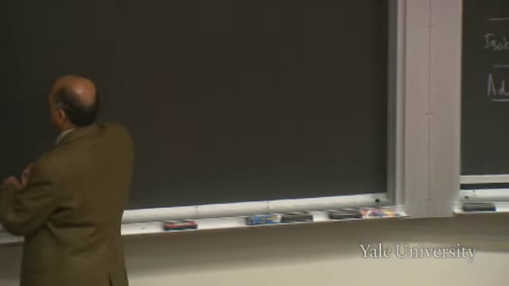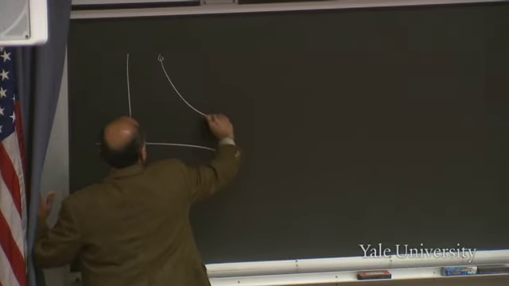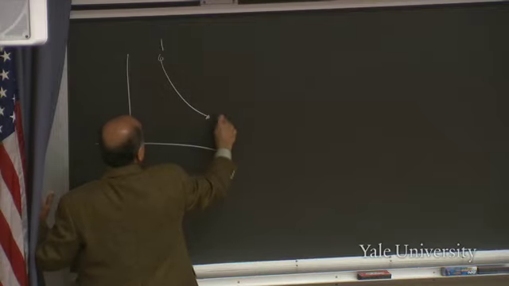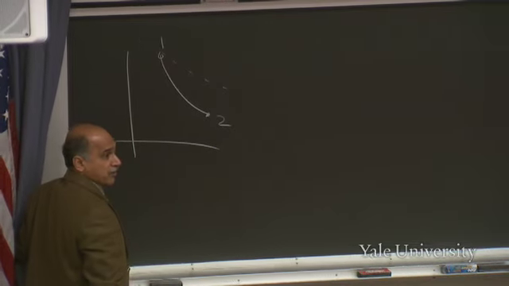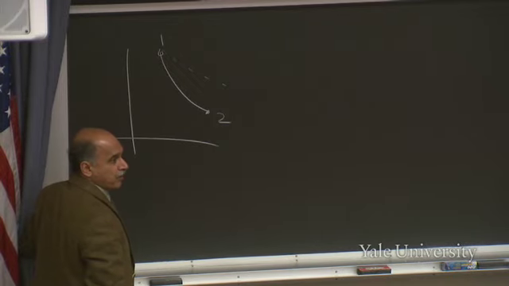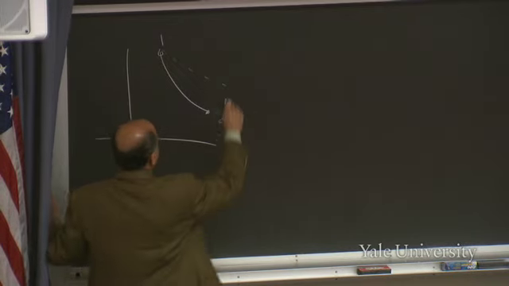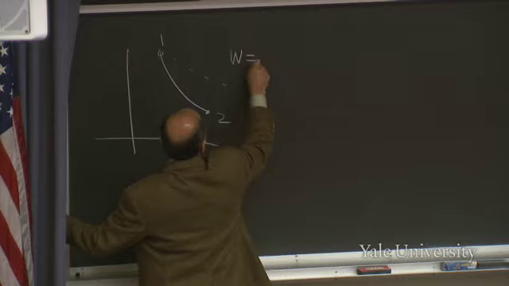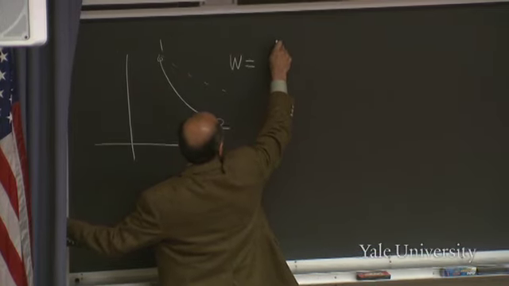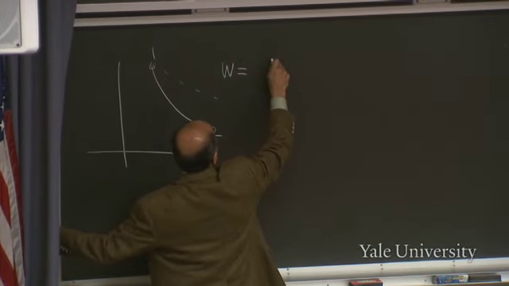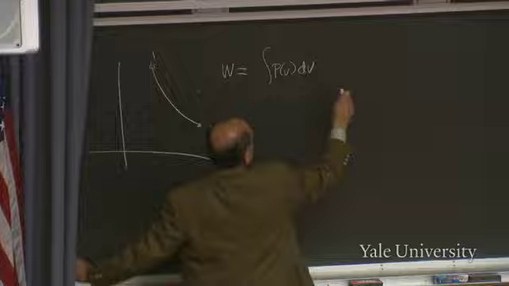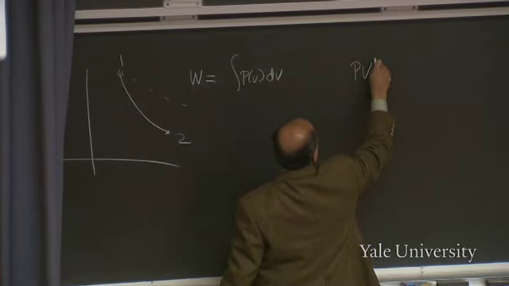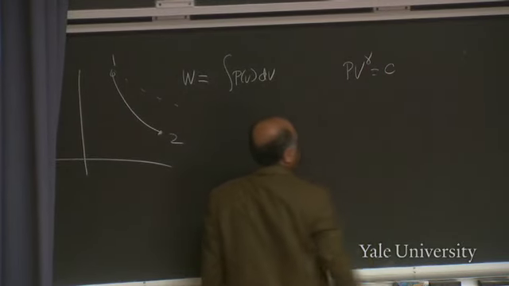I'm going to calculate the work done in an adiabatic process from here to here. This is 1, this is 2. This is not an isothermal, which looks like that. It's an adiabatic process. What's the work done in an adiabatic process? So let's calculate that. Work done is equal to integral P dV, P of V dV. But remember, PV to the gamma is a constant.